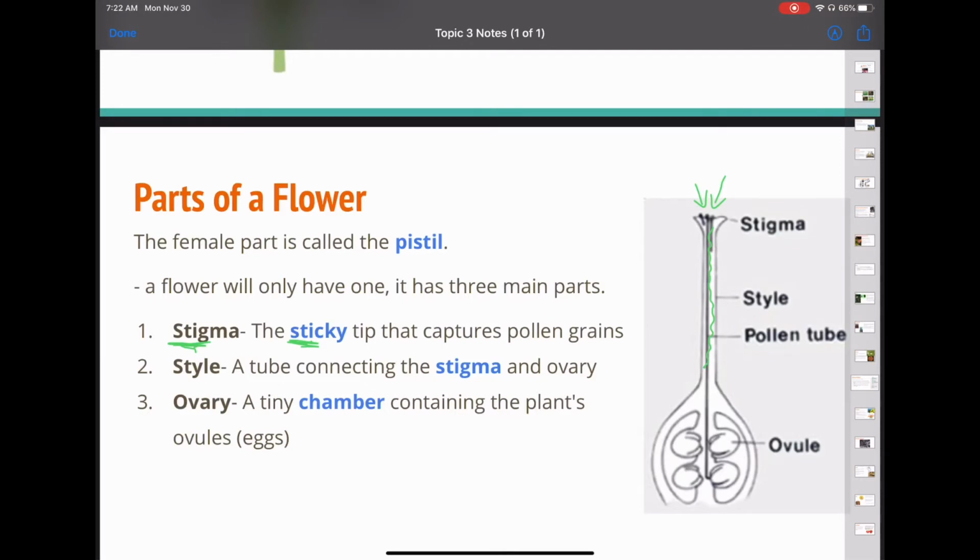So the ovary is just a protecting chamber that holds these eggs, and it's also where, if pollen makes its way down and is able to attach to an ovule and combine themselves, the seeds will be formed. So the seeds will be formed in this part of the plant.